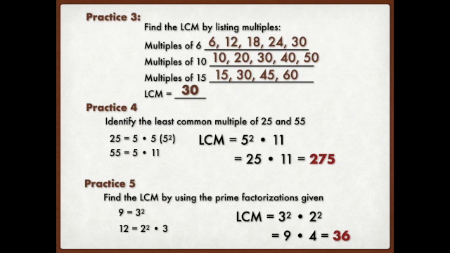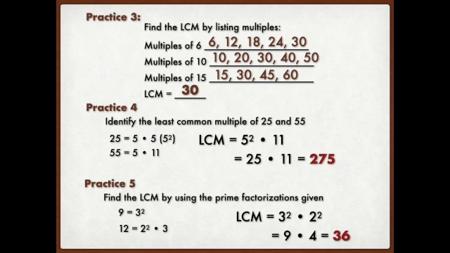Now for practice 3, we have more than 2 numbers I'm looking at for the least common multiple, and I can actually identify the common one, such as 30, and that's about it. So 30 would be the least common multiple, the only one that I'm seeing in the first 4 to 5 non-zero multiples. Now let's take a look at practice 4 and 5.